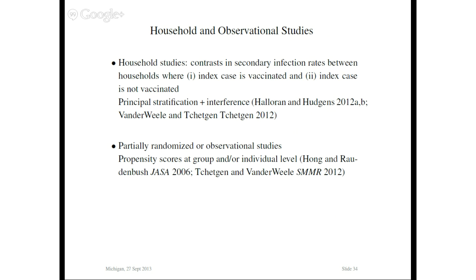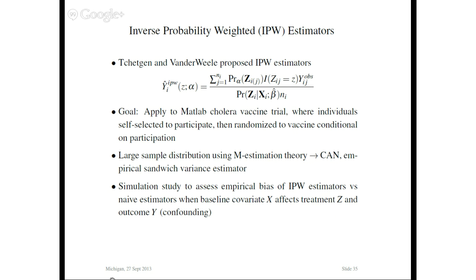So what can we do when we have either observational data or partially randomized data? Can we still draw inference about these types of causal effects? I'm going to focus mostly on this IPW estimator that Eric and Tyler proposed in that same 2012 paper. And so they suggested this IPW estimator as a means to estimate the causal effects we defined earlier.